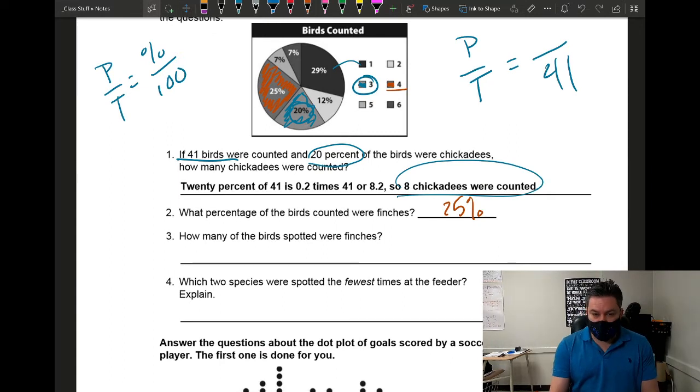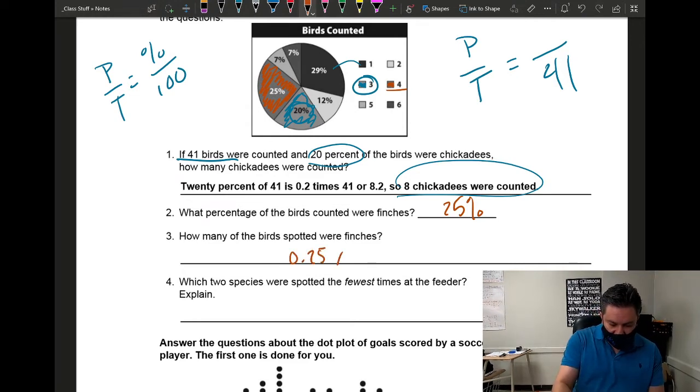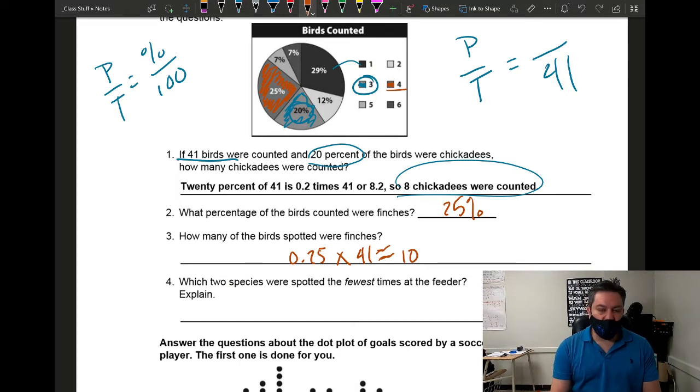So how many actual finches? So again, convert to decimal, 0.25 times the total, 41. And when you multiply those two, you get about 10. 0.25 is a quarter. A quarter of 40 is 10. This is just a little bit over 40, so it'll be about 10.